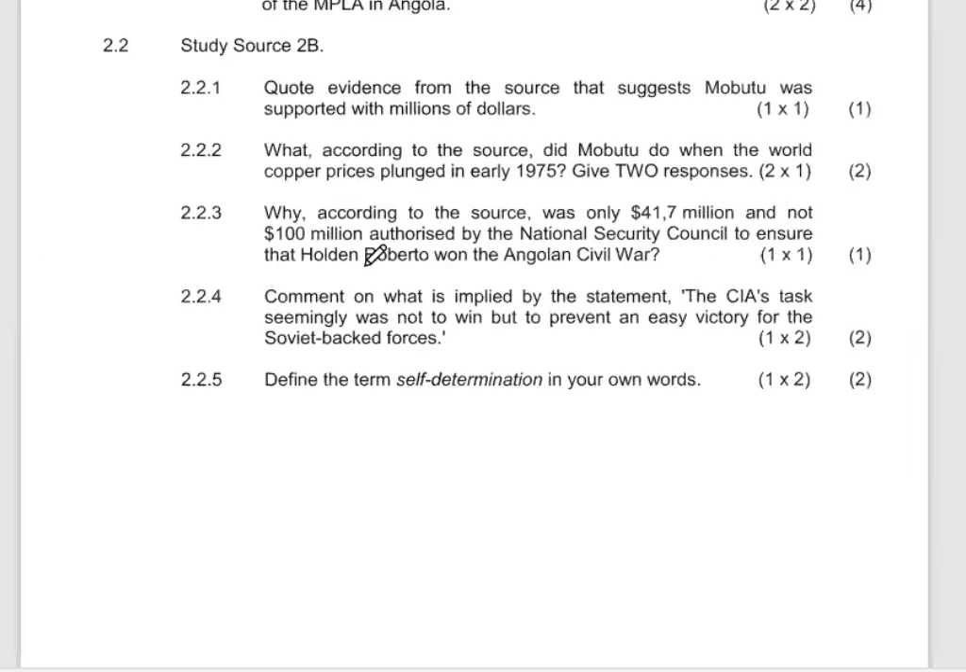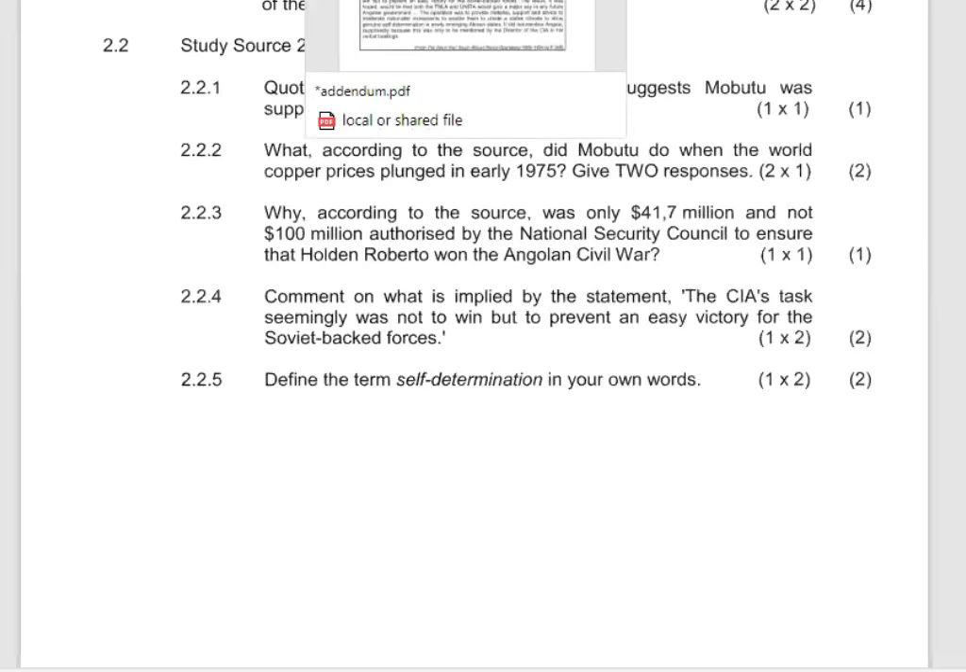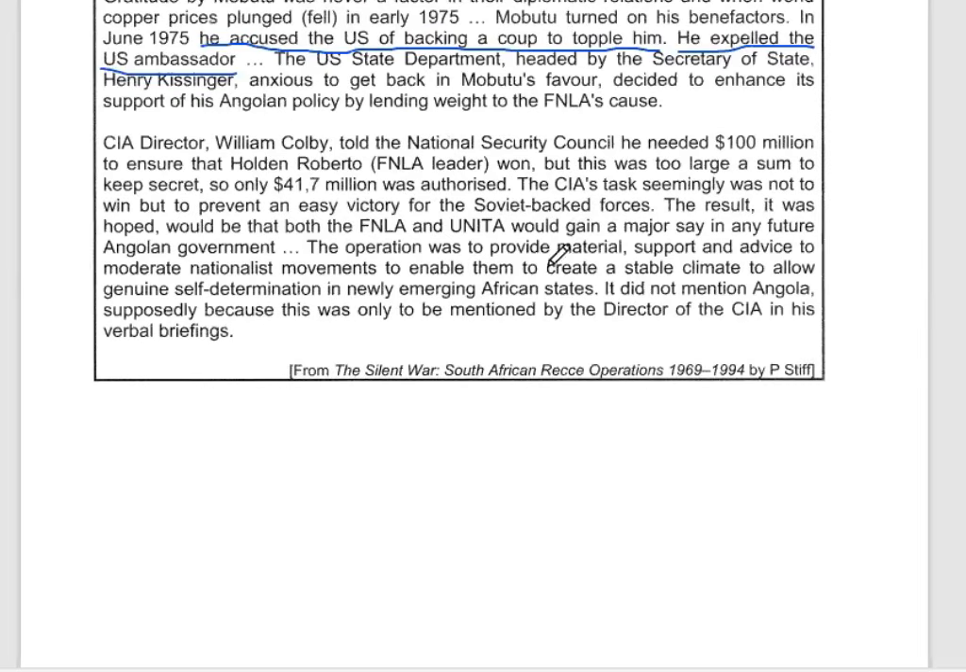2.23. Why, according to the source, was only 41.7 million US dollars and not 100 million authorized by the National Security Council to ensure that Walden Roberto won the Angolan civil war? This is an extraction question. It's a level 1. We are supposed to take the answer from the source. Let's go to the source.